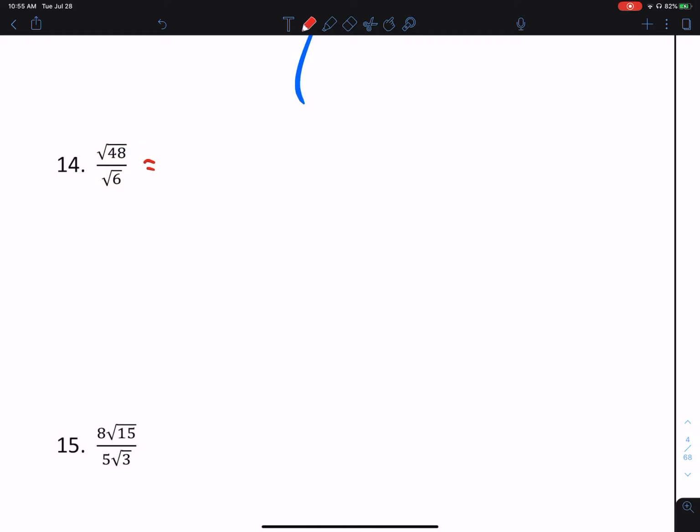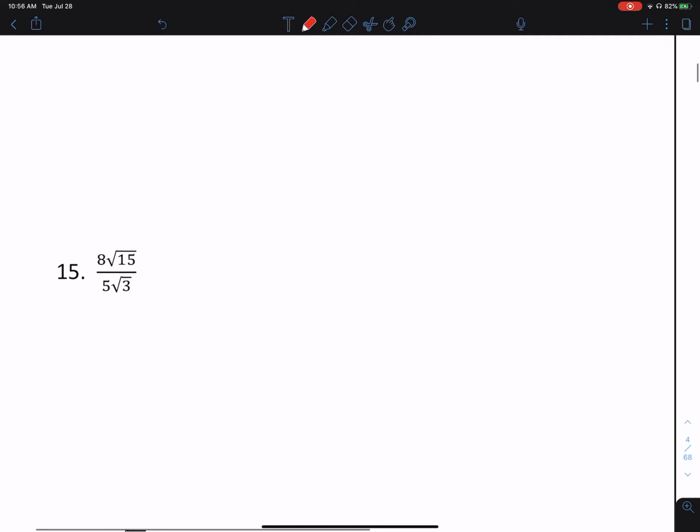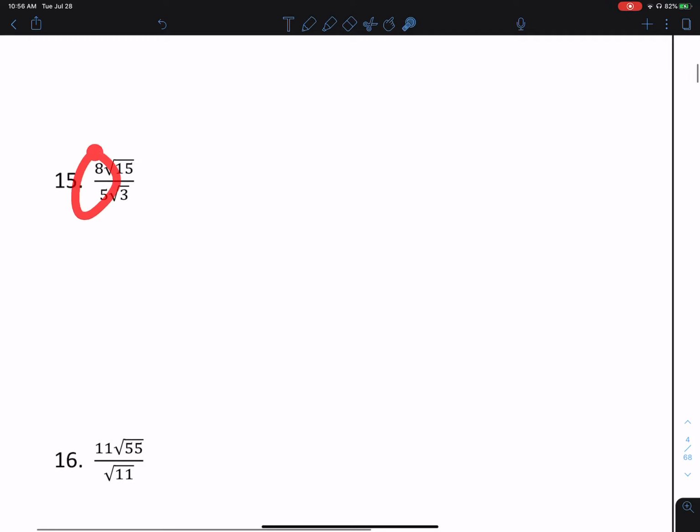Number 14, let's see if I can divide the square root of 6 going to square root of 48 evenly. Sure does. Go square root of 8 times. Square root of 8 is square root of 4 times square root of 2. Square root of 4 is 2, so it's 2 square roots of 2. Number 5, we got some outside numbers. Can you divide both 8 and 5 by something other than 1 and it go evenly? No. How about 15 and 3? Yes. Square root of 15 divided by the square root of 3 is square root of 5.